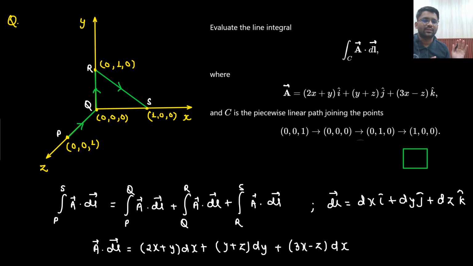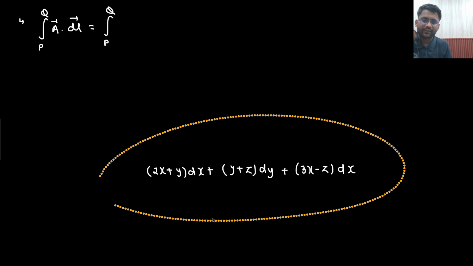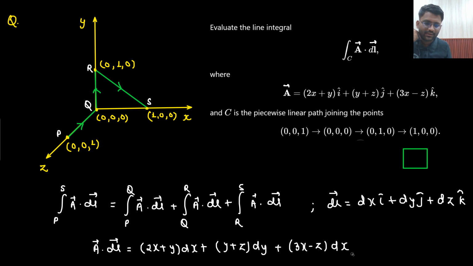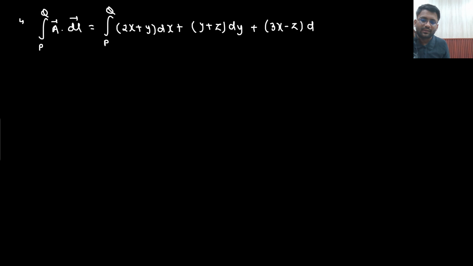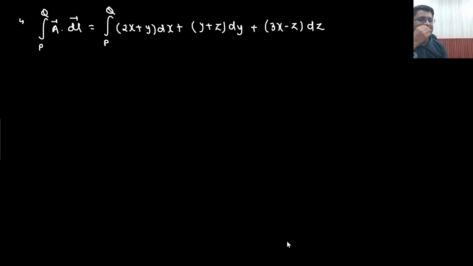This is your question. So let's go path by path. Let's go from P to Q first. First what we are doing, we are going from P to Q. A dot dl we are supposed to calculate. That means from P to Q, this is something that we are supposed to calculate. This is dx, dy, dz actually. This is your dz here.